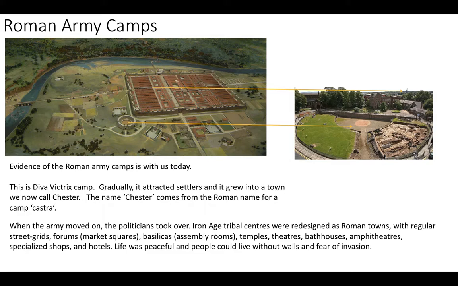Let's have a look a little bit more at Roman army camps. So we still have evidence of Roman army camps today. The Diva Victrix camp gradually attracted settlers and it grew into a town, and that's now called Chester. So the name Chester comes from the Roman name for camp, which is Castra. When the army moved on, the politicians took over. Iron Age tribal centres were redesigned as Roman towns in street grids. So today, lots of cities are still built in street grids, a lot like New York.